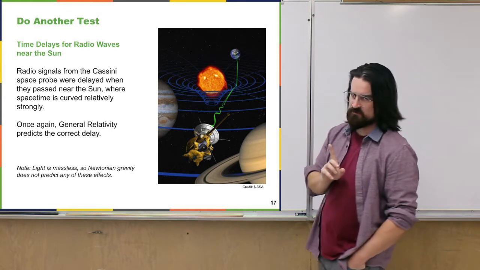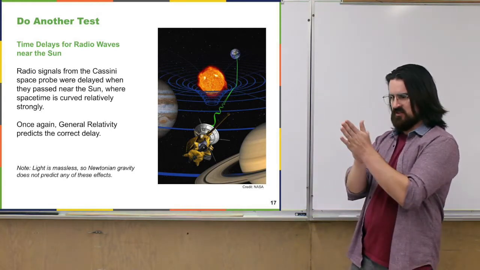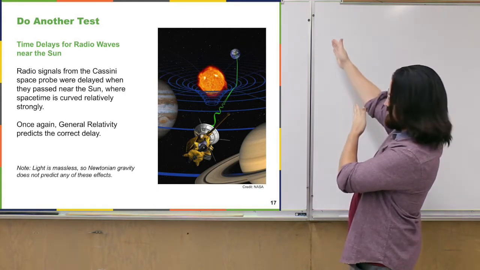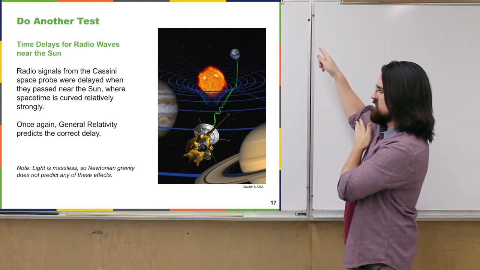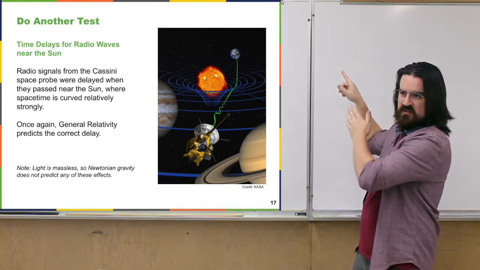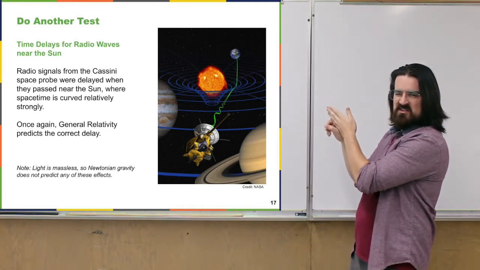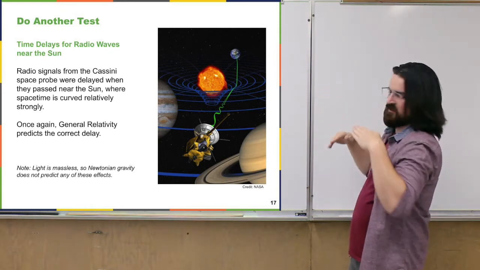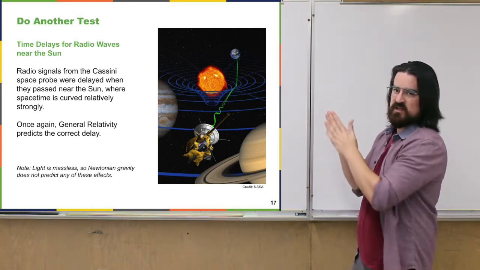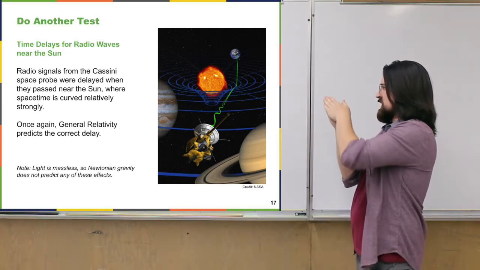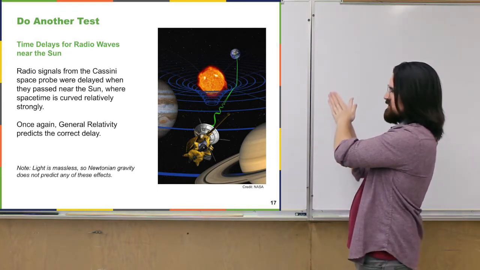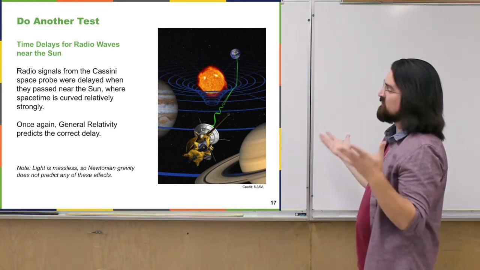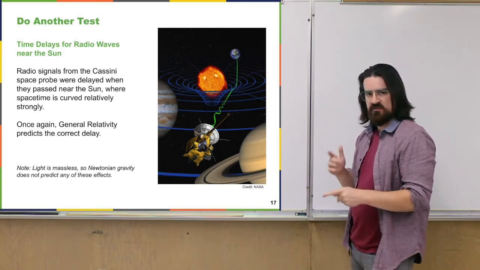So basically you send a radio signal when Cassini is just lined up almost at the edge of the sun and seeing Earth just at the other side, and you send a radio signal straight towards the Earth, it ends up getting delayed. It takes a little bit longer to get to the Earth than you would expect if space was just flat, if the light just continued to go straight. It doesn't go straight because space is curved, and so the light bends a little bit and takes a little bit longer of a path before it makes it to Earth. And that delay, the amount of the delay, is exactly what general relativity predicts.